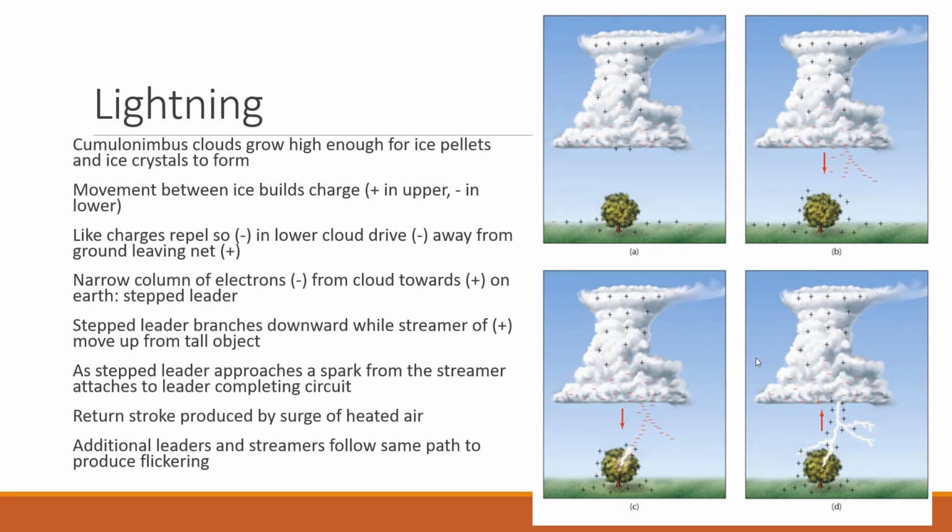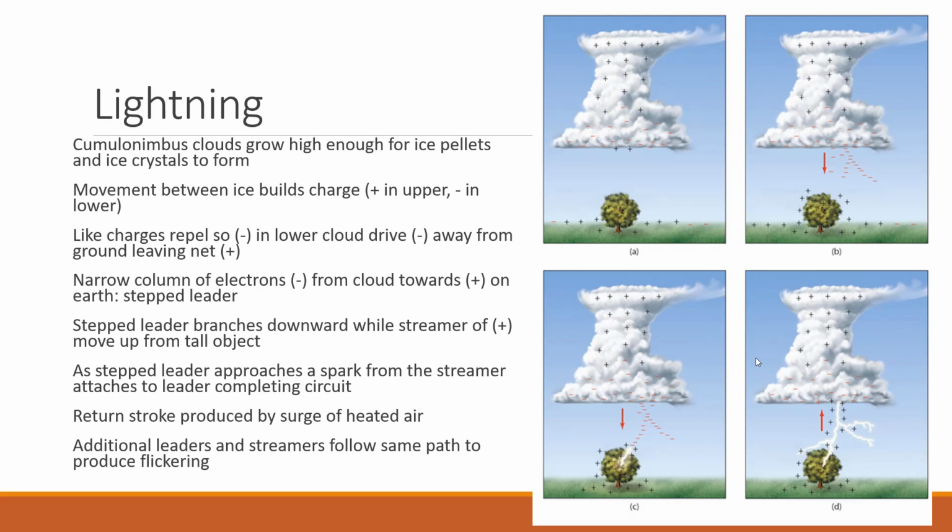There will be a narrow column of electrons, which are negatively charged, moving from the cloud towards the positive charge on the ground because they are attracted. This is a stepped leader. I always try to say that wrong. That stepped leader branches downward, while a streamer of positive charge from the ground will move up, being attracted again to the negative charge at the bottom of the cloud from some sort of a tall object. This is why they tell you to avoid tall objects in lightning storms. As the stepped leader approaches, a spark from the streamer attaches to the leader, and that will complete the circuit. This is the lightning strike.